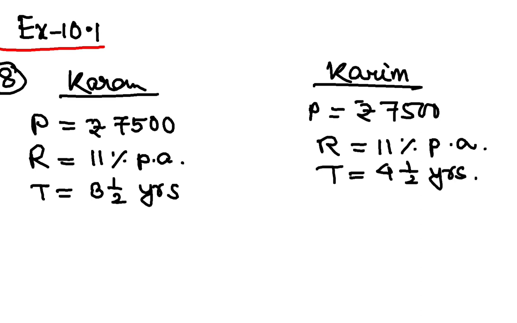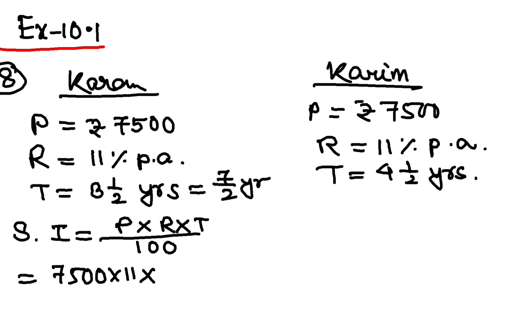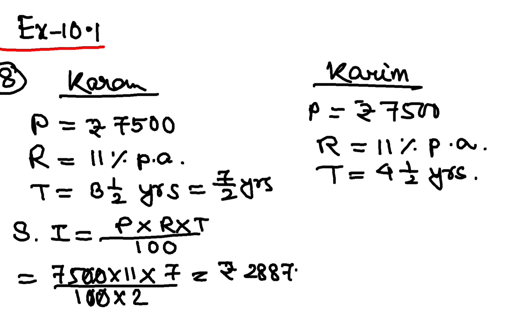Okay, so you have to find the difference in the amounts paid by them. So how much will be the SI, simple interest, for Karan? This will be P into R into T by 100. So if I calculate this one, 7,500 into R is 11, and time is basically 7 by 2 years, right? So this will be 7 by 100 into 2. If you calculate this one, you should get rupees 2887.5. So this will be the SI paid by Karan.